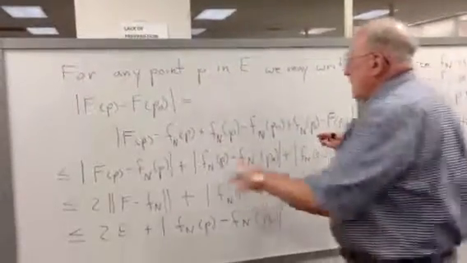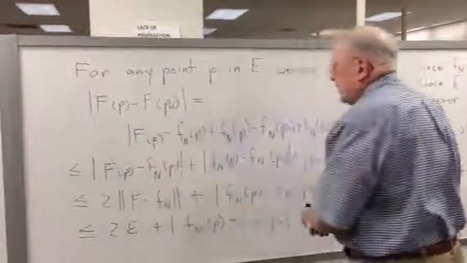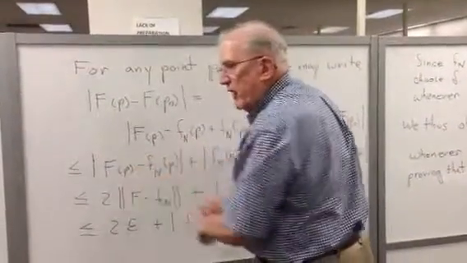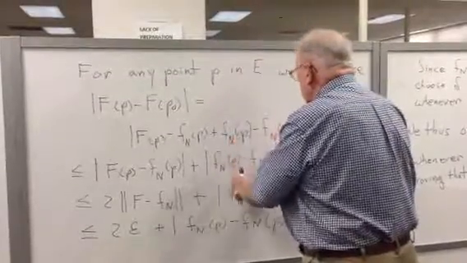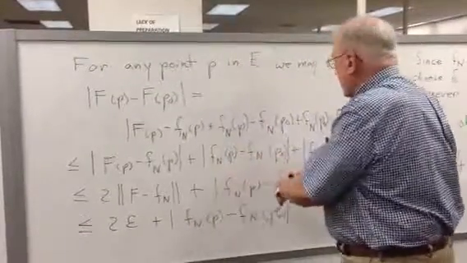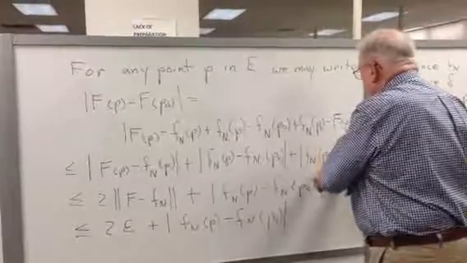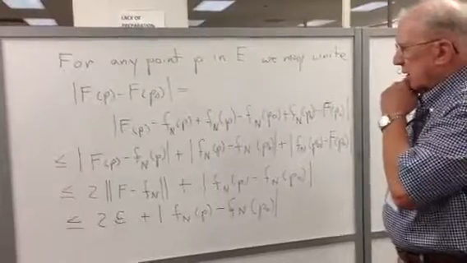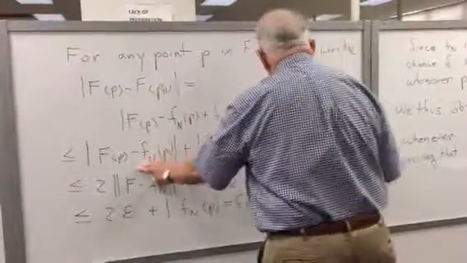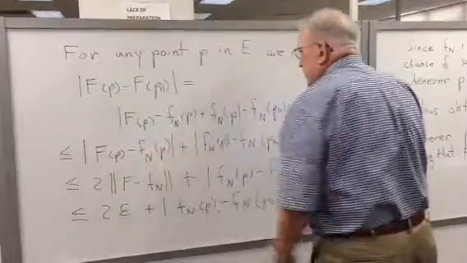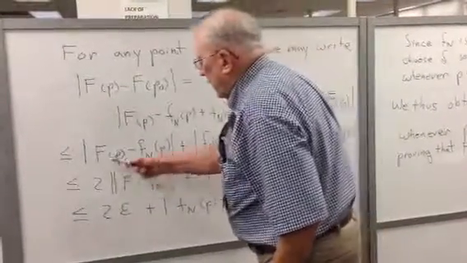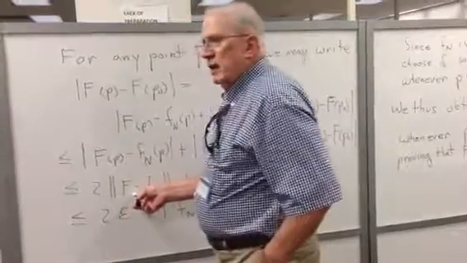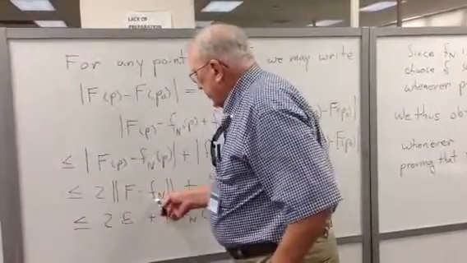Now, all of this is the absolute value. We're going to take the first 2 terms and put them in their own absolute value symbols, the second 2 terms in their own absolute value symbols, and the third 2 terms in their own absolute value symbols. Now, we take the first term and the last term, and we say that they are less than or equal to twice the norm of f minus f sub n.